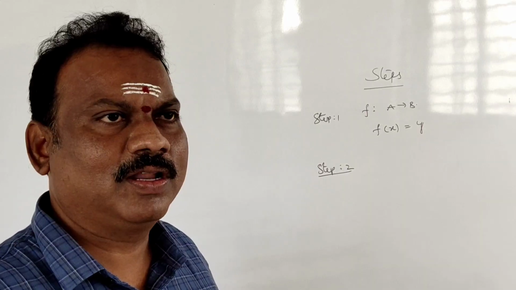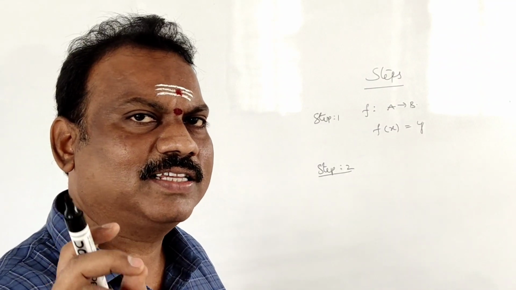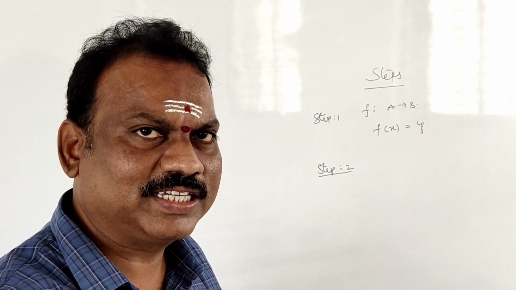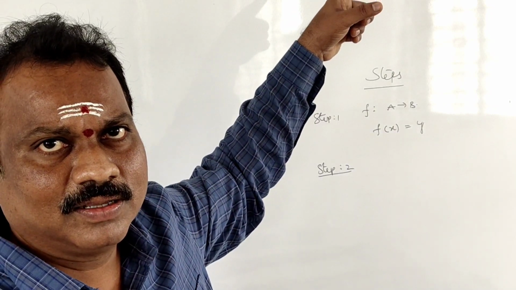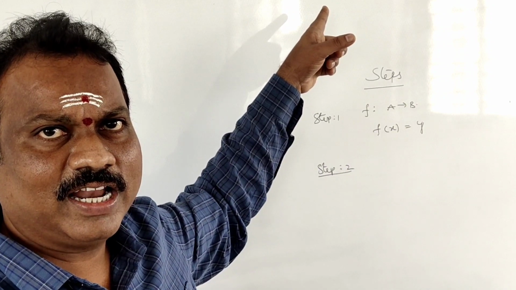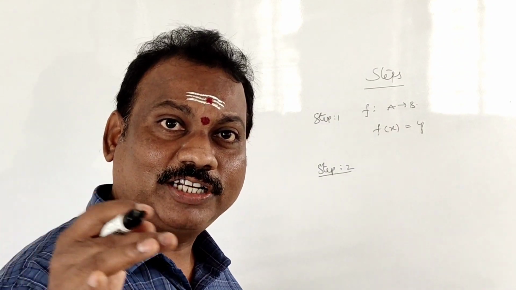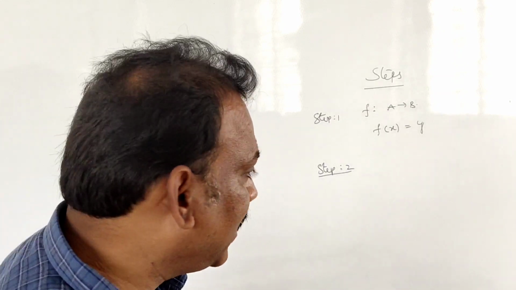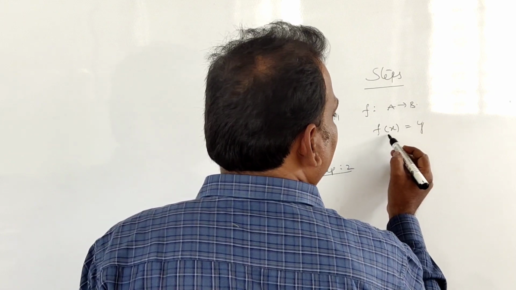What will it say? F is a function mapping from A to B. There exists another function. Another function must exist. But in this problem they have given only f of x. There is no other function. Generally, if the function f exists, there exists another function g. How does g exist? That's why in step 2, f of x is equal to y.